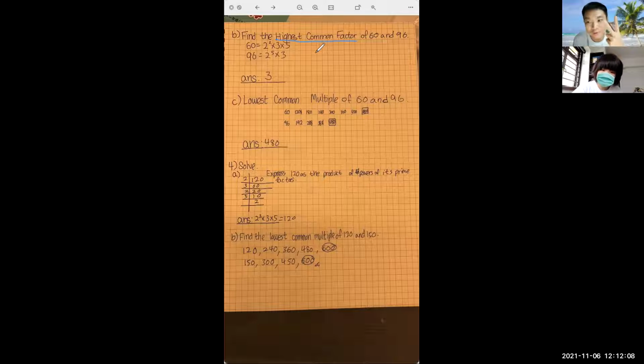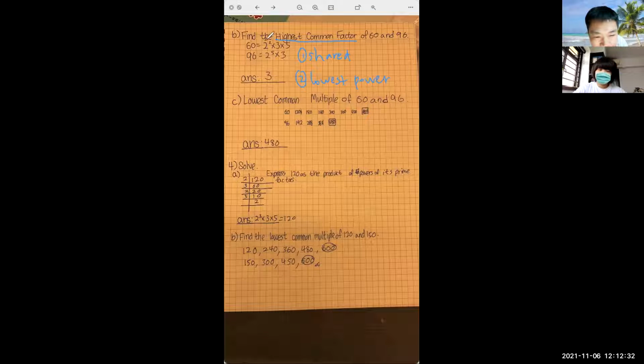Two steps. Step 1, must be shared. Find the common prime number. Step 2, find the lowest power for the prime numbers. Correct. Very good. Lowest power, right? Oh, good. That means you have memorized it. Nice.